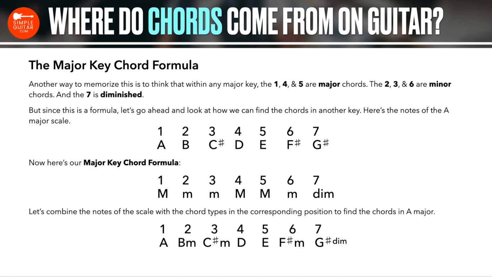So we'll have A major as the first chord, B minor is the second chord, C sharp minor is the third chord, D major is the fourth, E major is the fifth, F sharp minor is the sixth, and then G sharp diminished is the seventh chord. And that's all 7 basic chords in A major.